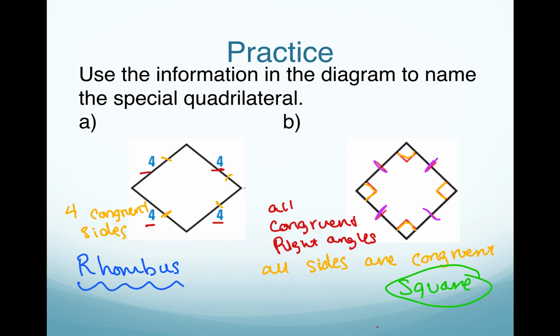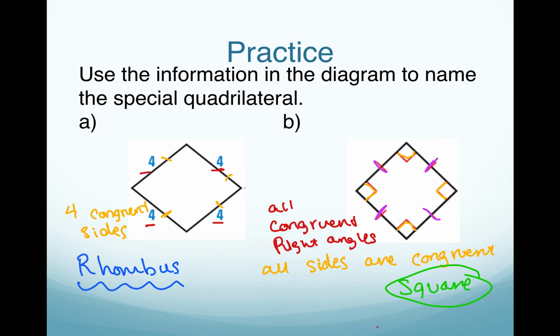Now, here's my next question to think about. What happens if you just looked at the angles and said, hey, that has 4 right angles? That sounds like the definition for a rectangle. Well, technically, this is a rectangle. It follows that definition as 4 congruent right angles, but it's not the most accurate name because it also has 4 congruent sides, so it's a square.